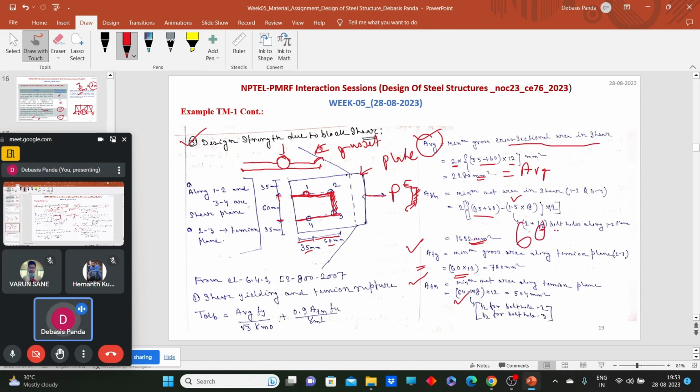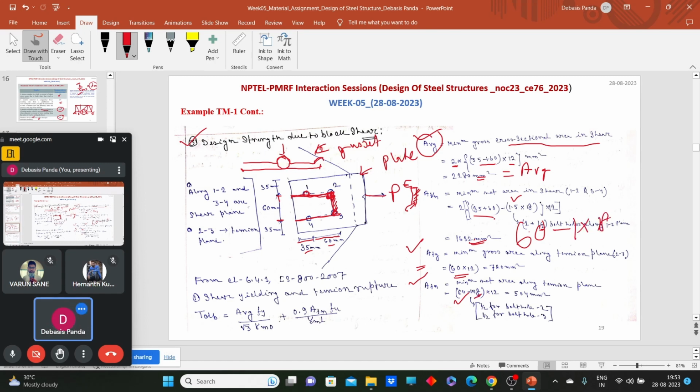60, that is the total minus. Look here, if we neglect the bolt hole, then half bolt hole should be neglected from this side and half bolt hole should be neglected from this side. That means we will have one full bolt hole. That's why 1 into 18 is written here.